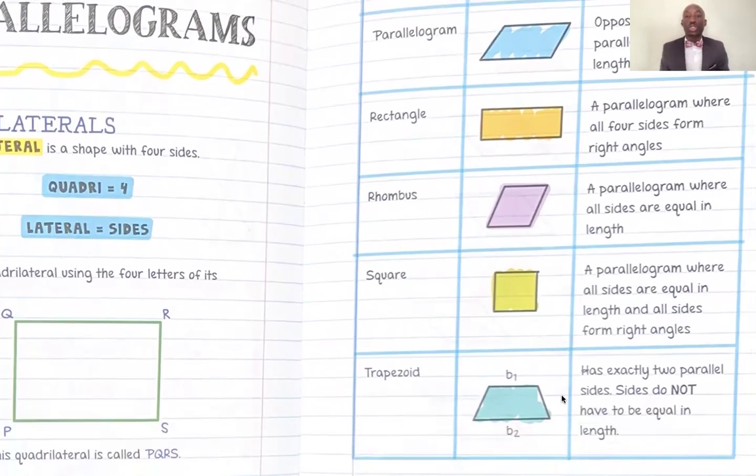Lastly, on this page, you have a trapezoid. A trapezoid has exactly two parallel sides. The sides do not have to be equal in length. Okay.